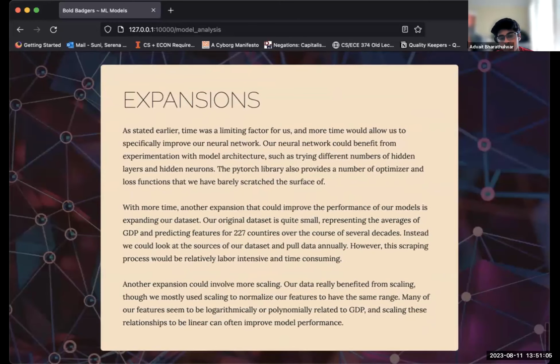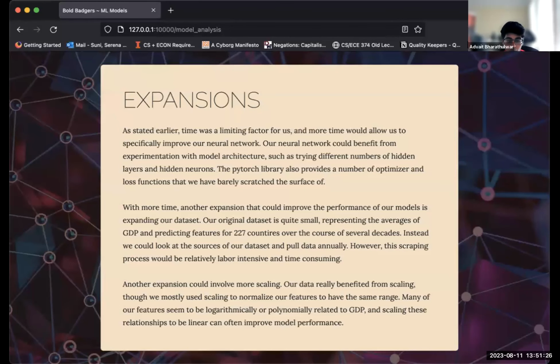So as stated earlier, time is a limiting factor for us, and more time would have allowed us to specifically improve our neural network. Our neural network could benefit from experimentation with model architecture, such as trying different numbers of hidden layers and hidden neurons. The PyTorch library also provides a number of optimizer and loss functions that we barely even looked at.